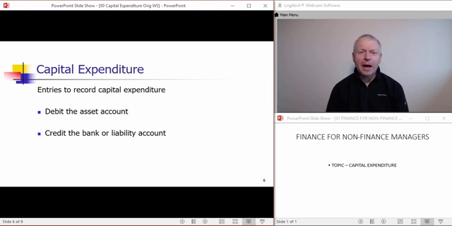So let's have a look at how you record capital expenditure transactions. What you need to do is debit the asset account and credit either a liability account or reduce your bank by crediting it with the transaction amount. So here you go. If you buy a hotel for $10 million, you would debit the property account with $10 million. And let's say you were borrowing from the bank, you would credit a loan account with $10 million. And that is it in a nutshell.